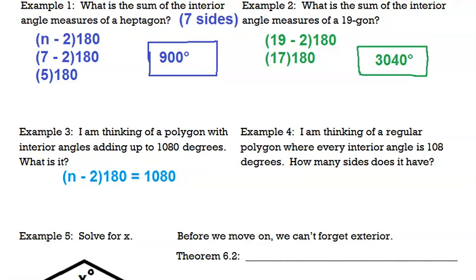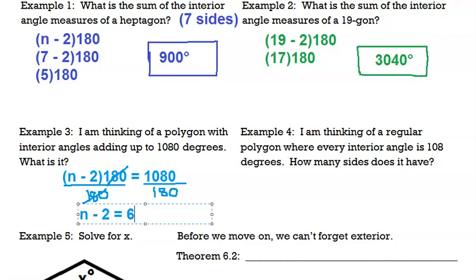So we're going to take our formula and put it equal to 1,080. Now at this point, it's going to be a 2-step equation. The first thing I'm going to do is just divide both sides by 180, because I've got that right here. All right, there you go. When you do that, that gets rid of the 180, and you end up getting n minus 2 equals 6. Now that doesn't actually tell me anything yet, because I'm going to have to add 2 to both sides to finish this thing up, which means n equals 8.